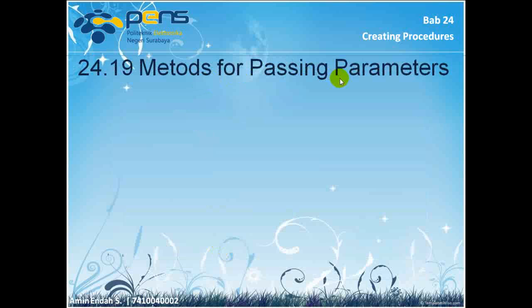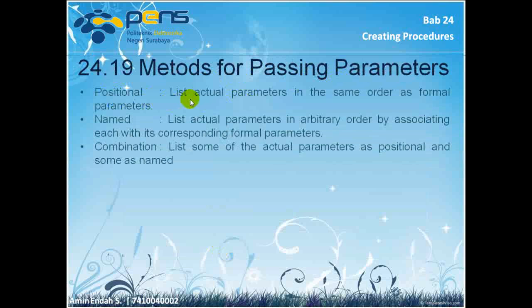Methods for passing parameters. Positional lists actual parameters in the same order as the formal parameters. Named lists actual parameters in arbitrary order by associating each with its corresponding formal parameter. Combination lists some of the actual parameters as positional and some as named.